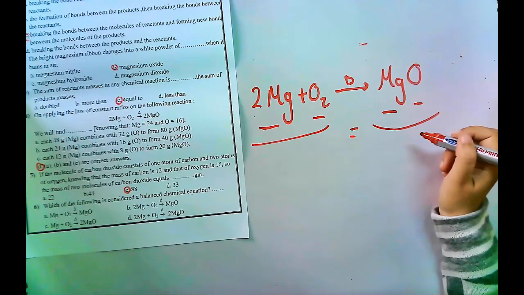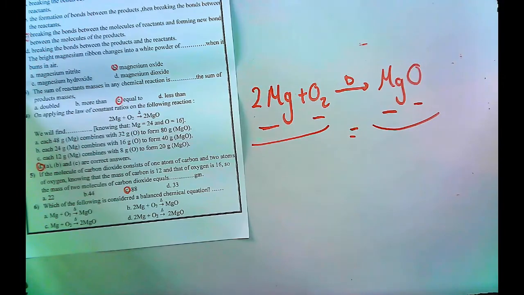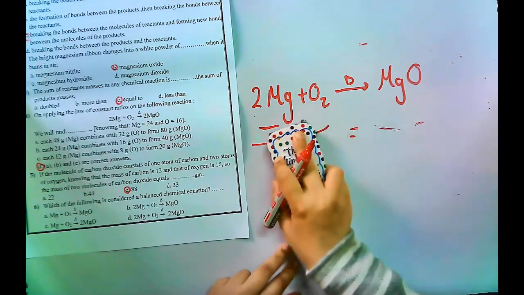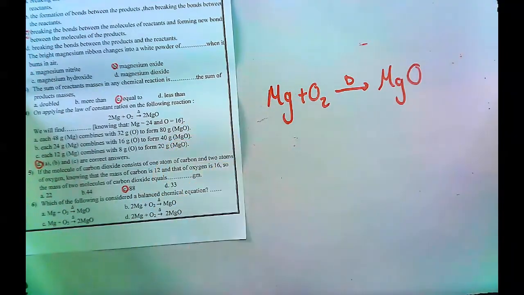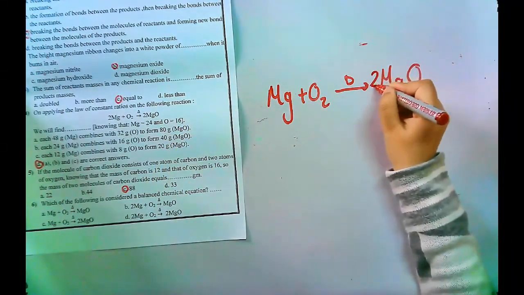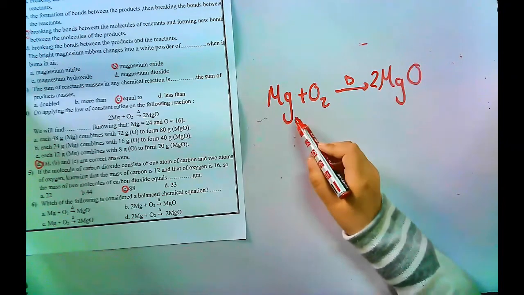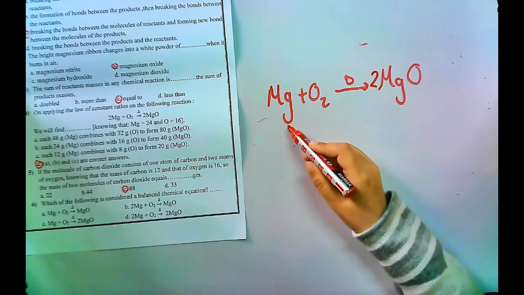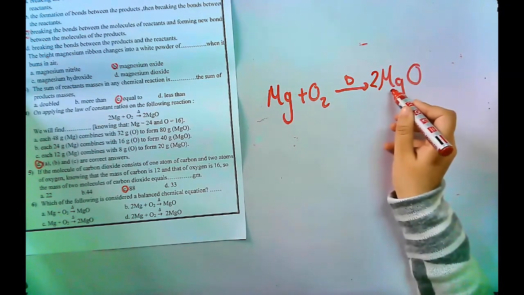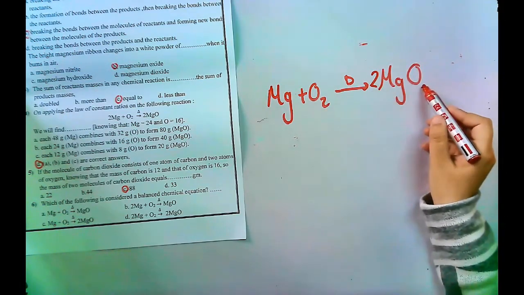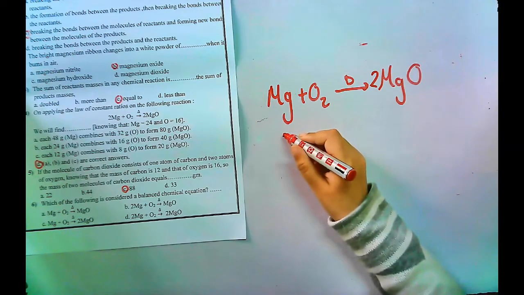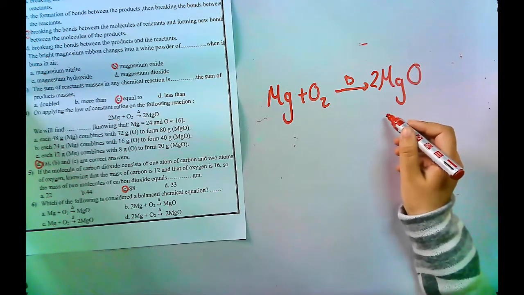The third one, which is C, is written like this. Here the number of magnesium atoms is only 1, but here it's 2. The oxygen is right, O2, and here it's 2 oxygen atoms, so the problem is in magnesium. The number of magnesium atoms in the reactants is less than in the products, so this is wrong.